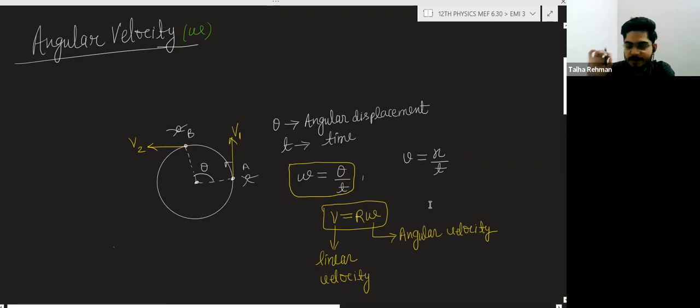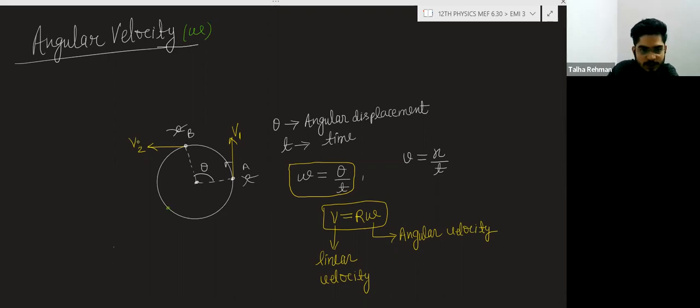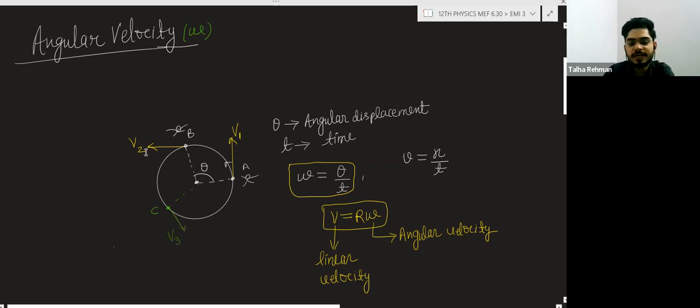Now here what will be the linear velocity of the person? Linear velocity when the person will try to move in the straight line. At point A, if you want to find the direction of the linear velocity, you will draw a tangent at this point, and you will get the direction of the velocity.